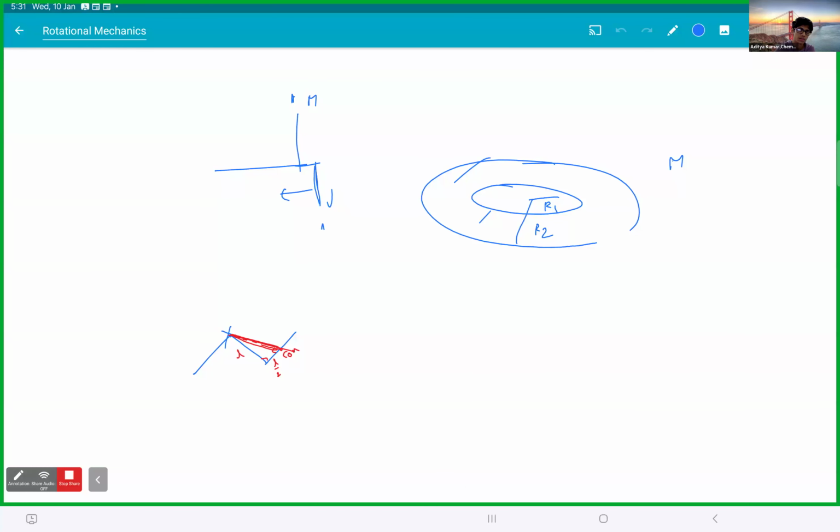So this was the last thing that we did. No slipping condition. Great. Let's start with the problem. We have a plank here. We have a sphere.